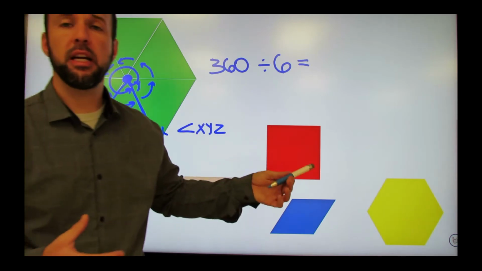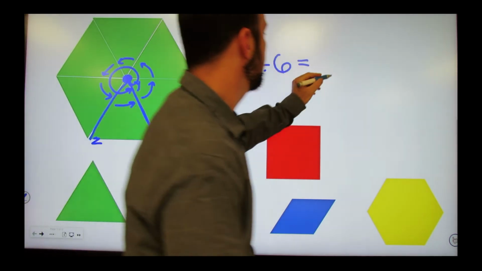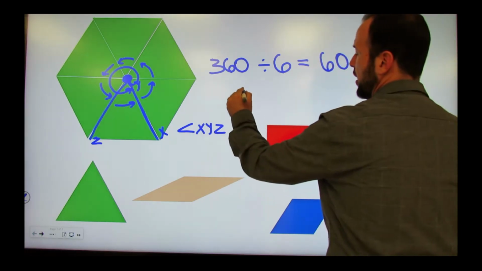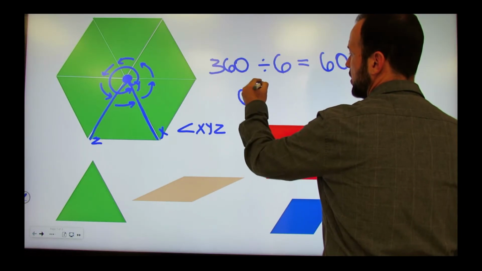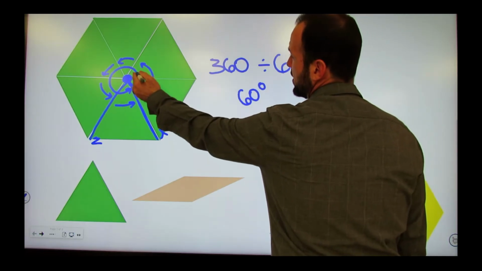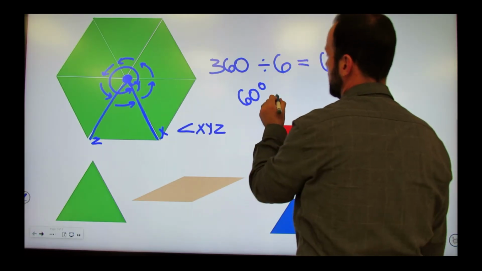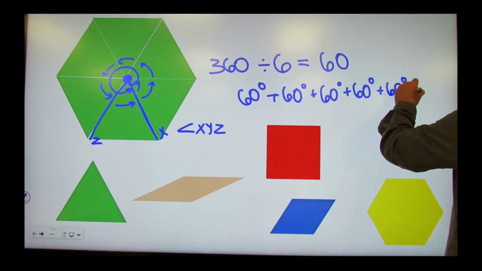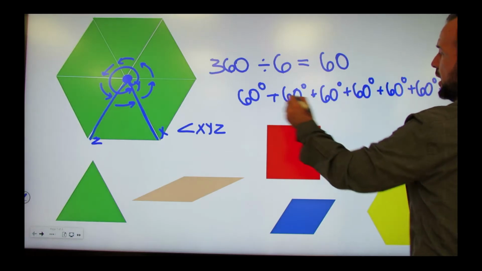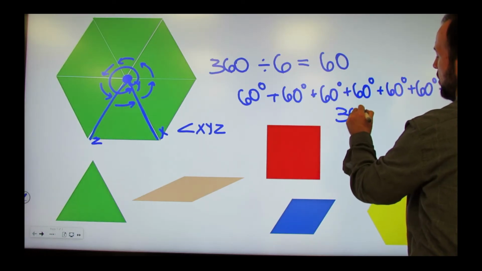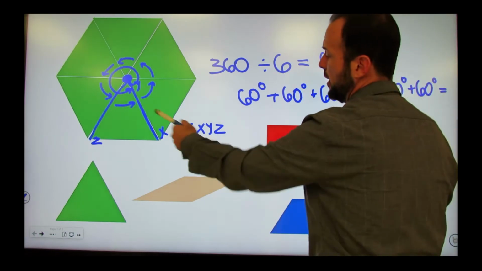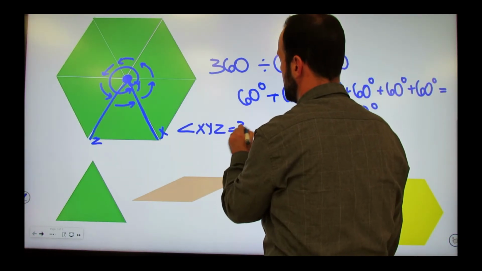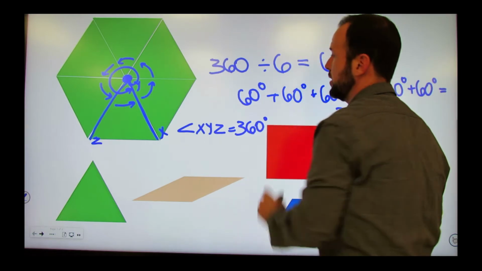So if I did 360 divided by 6, that would give me 60, meaning if I had 60 degrees in this triangle, and 60 degrees, and 60 degrees, and 60 degrees all the way around, that should give me 360 degrees. So my measurement of one of these angles, XYZ, is going to equal 60 degrees.